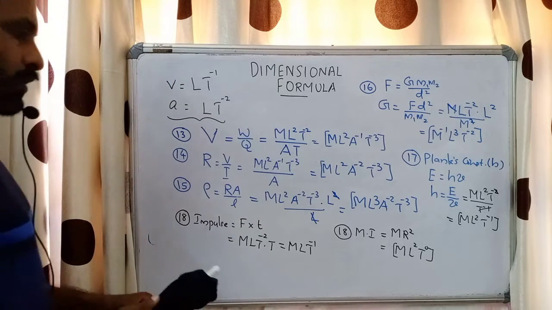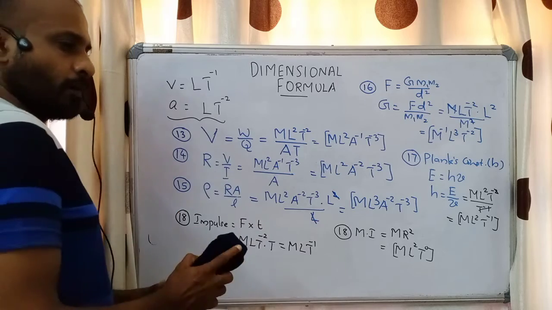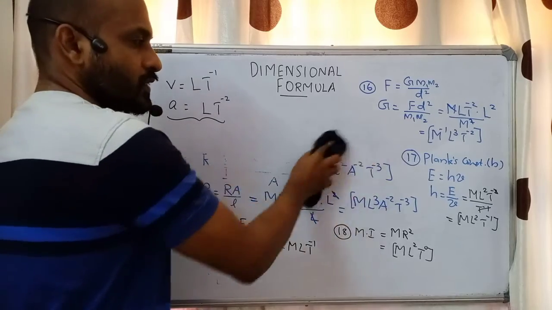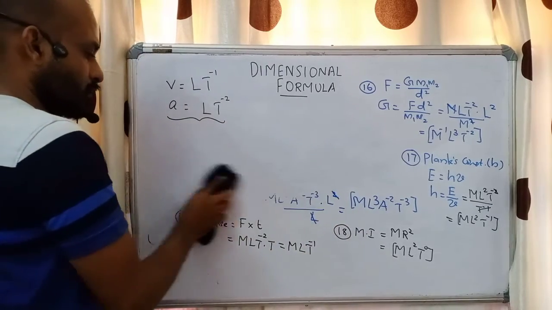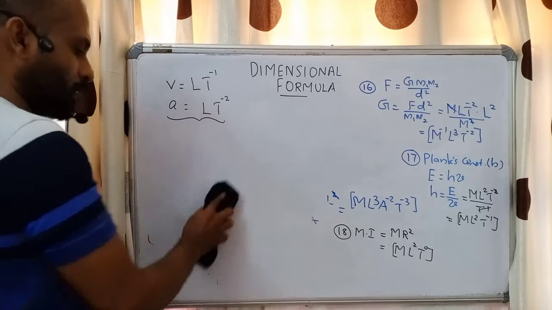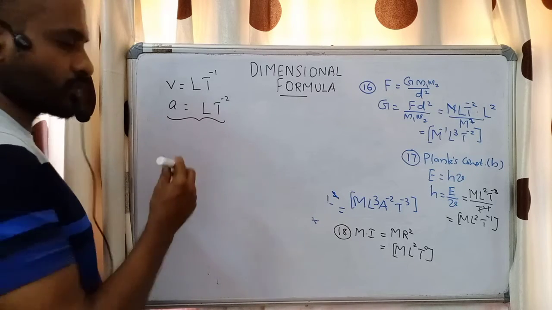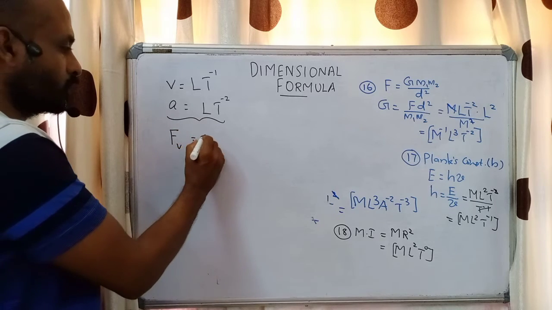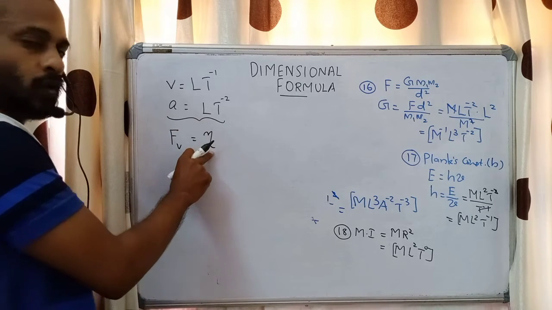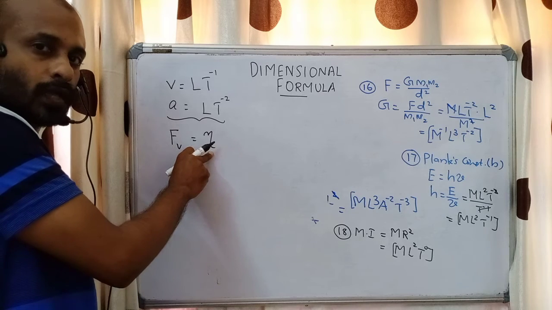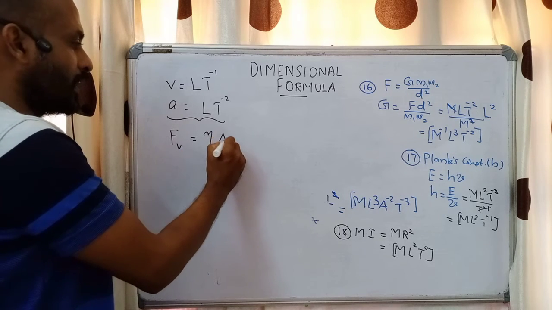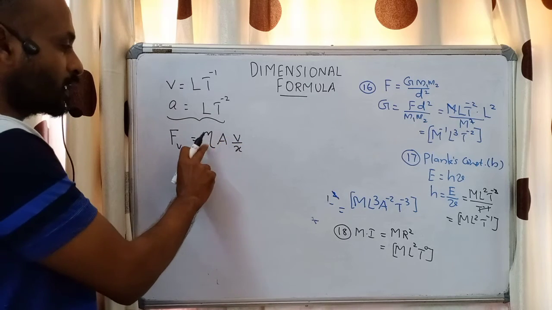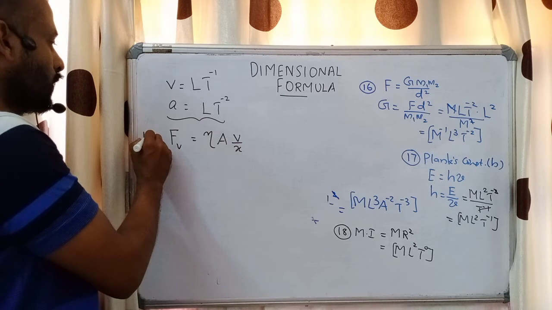Okay, so we need to see one more dimension formula, that of the coefficient of viscosity. I'll write the equation for coefficient of viscosity. We have viscous force, I can write like this, Fv. Viscous force is equal to eta. This symbol is called eta, denoting the coefficient of viscosity. Then area into V by X. This is the equation for viscous force. So eta is called the coefficient of viscosity.